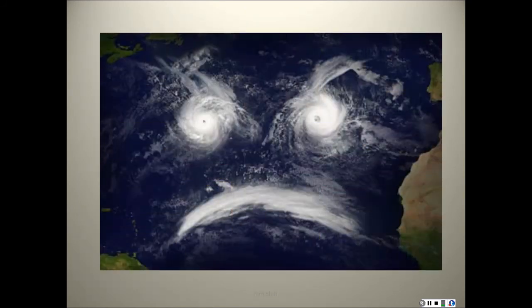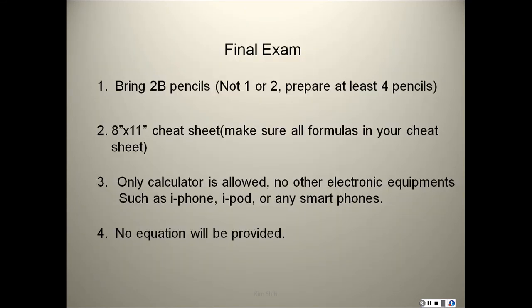We're not going to talk about global warming. Oh, that's cute. Okay, this is not your final exam. This is from another class.